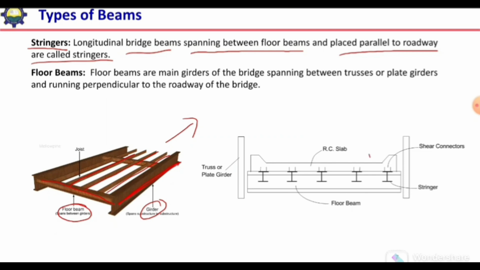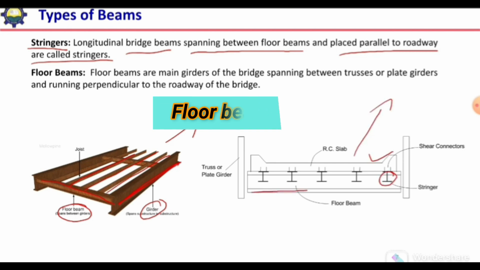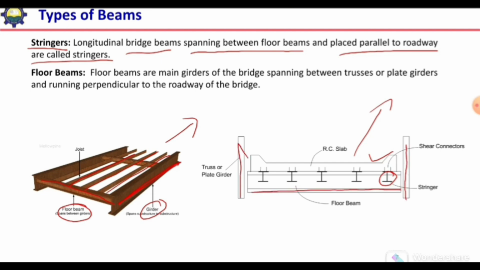Here we can see we have a deck slab. These are stringers which are running parallel to the roadway, and these stringers are resting on the floor beams, and these floor beams are resting on the girders or trusses, and these girders or trusses are spanning between the embankments or between the columns.